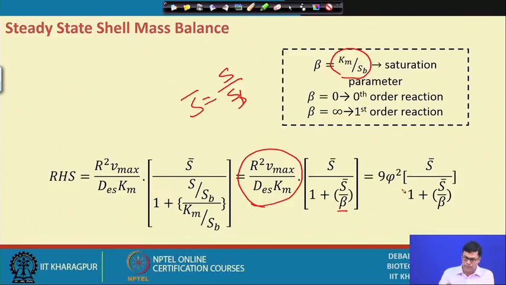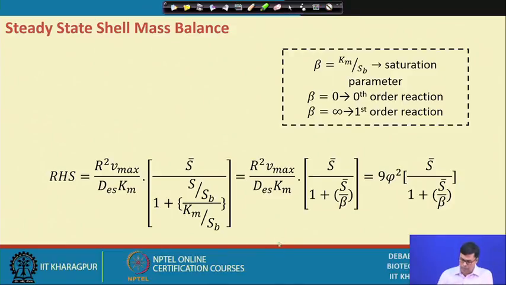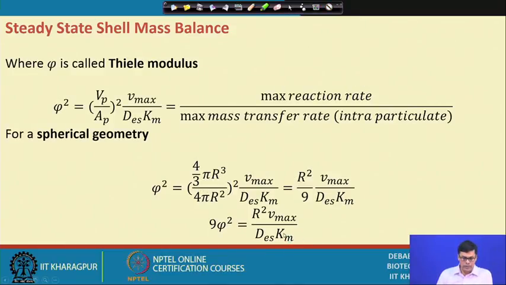What is phi? This is called Thiele modulus. This is phi square equal to this, and this is equal to maximum reaction rate divided by maximum mass transfer rate in case of intraparticle matters. Then phi square, we can write in this form. This is the final equation I can write.